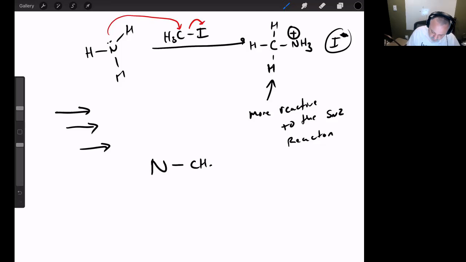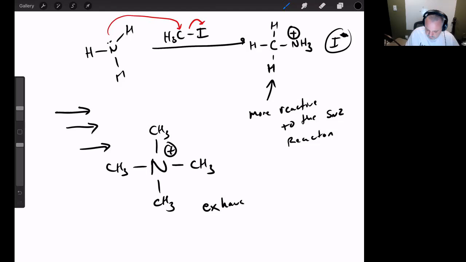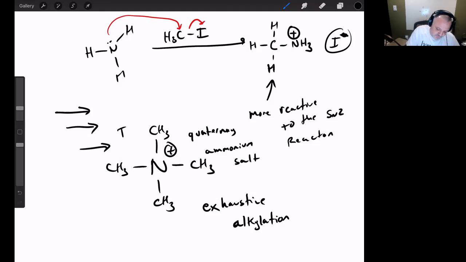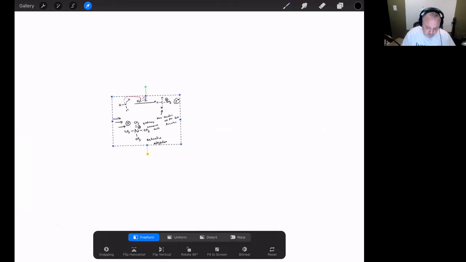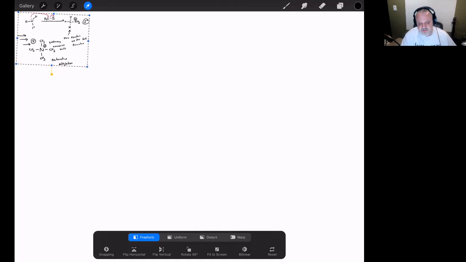your nitrogen fully alkylated. This is exhaustive alkylation. This would be a quaternary ammonium salt, and it's a salt of iodine. And so that's not particularly useful. So it's not really helpful to produce amines in this fashion. If you wanted this quaternary ammonium salt, it would work just fine for that. But really what we want to get to is the synthesis of amines.